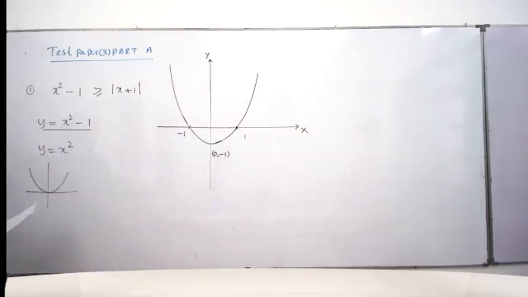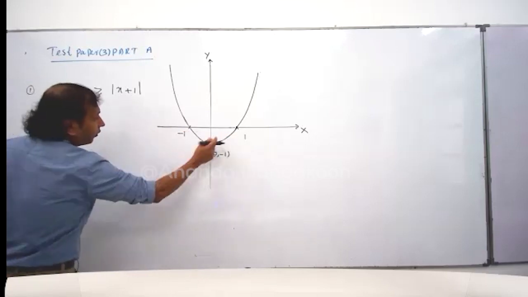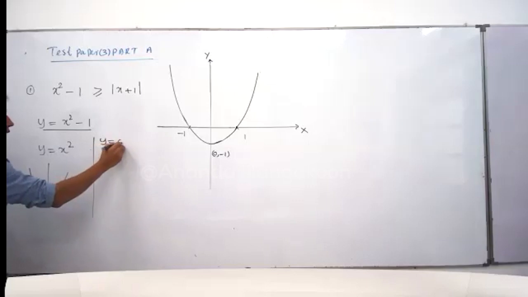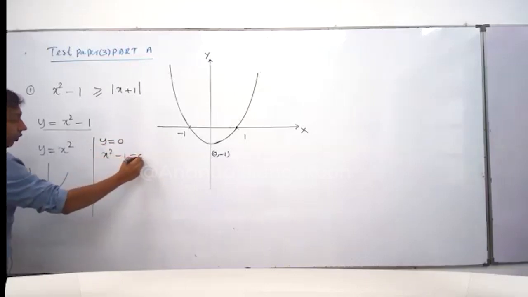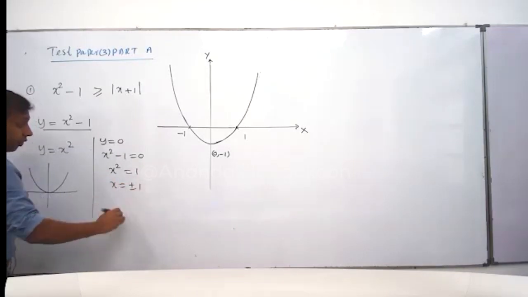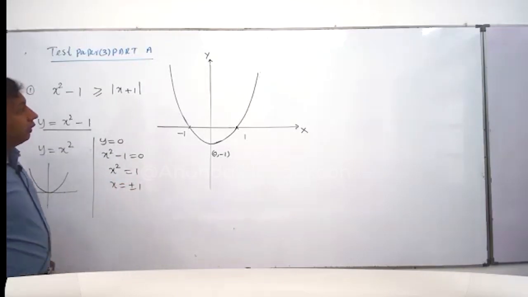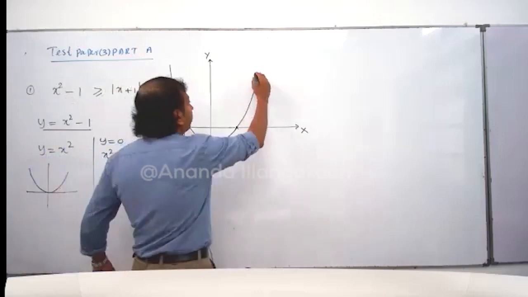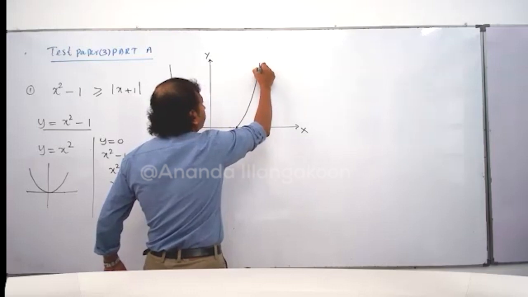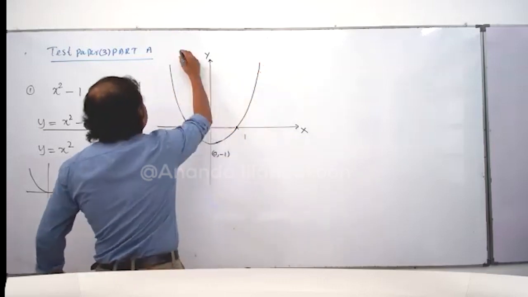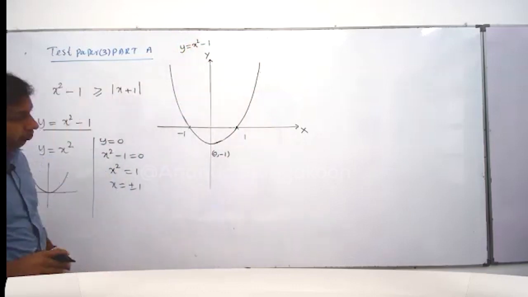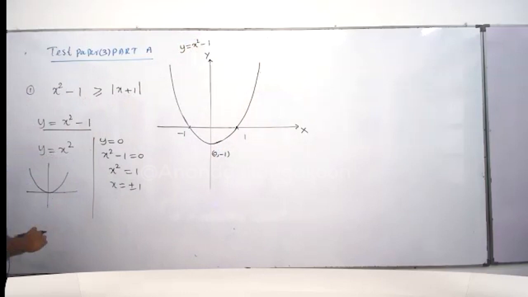Now, how do you know these points minus 1 and plus 1? When you put y equals 0, x squared minus 1 equals 0, x squared equals 1, x equals plus or minus 1. So the graph cuts the x-axis at plus 1 and minus 1. And the equation of this graph is y equals x squared minus 1.